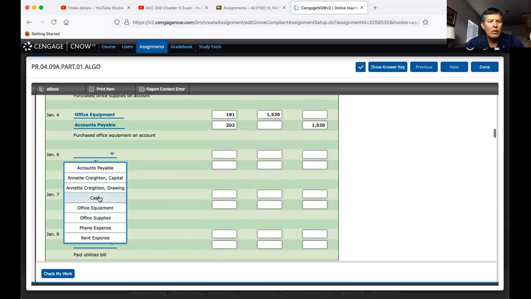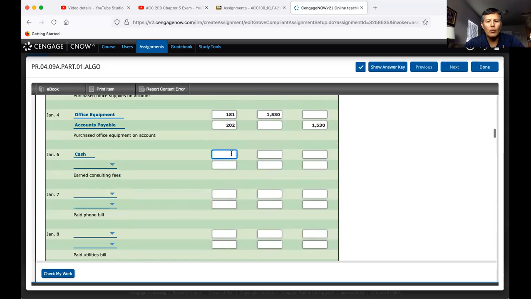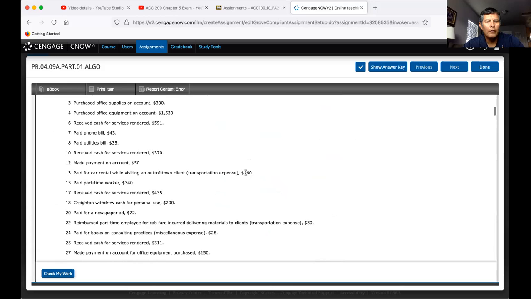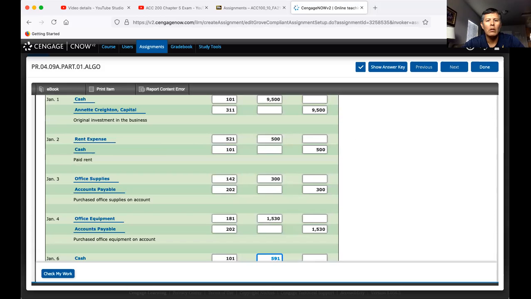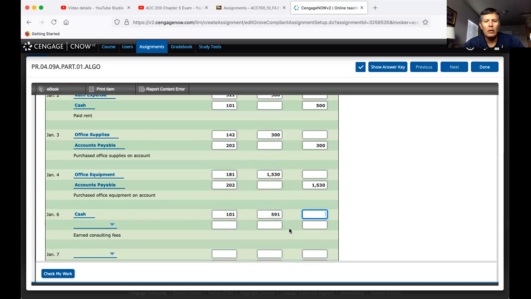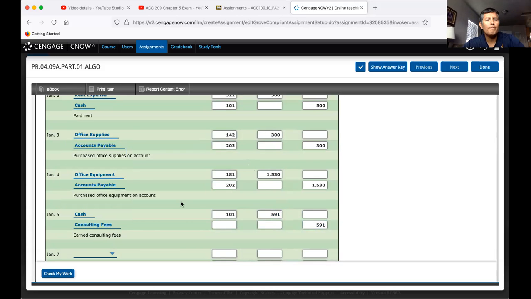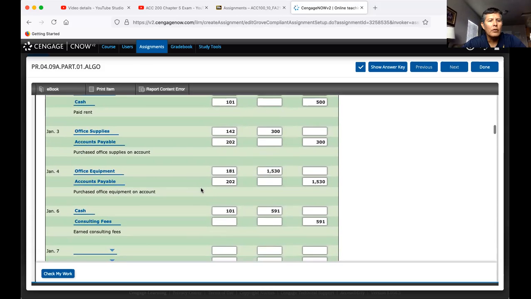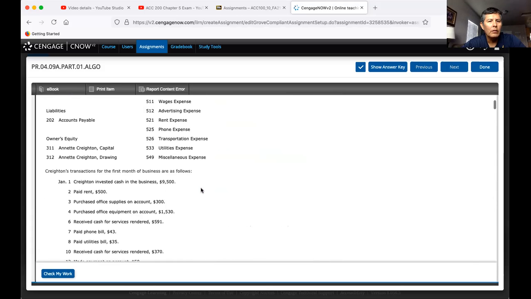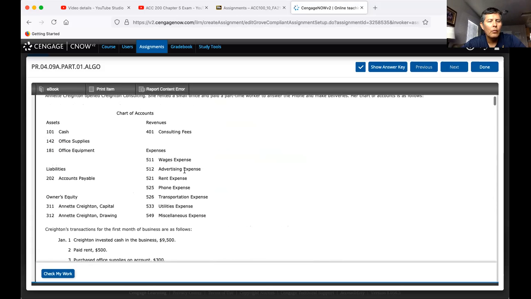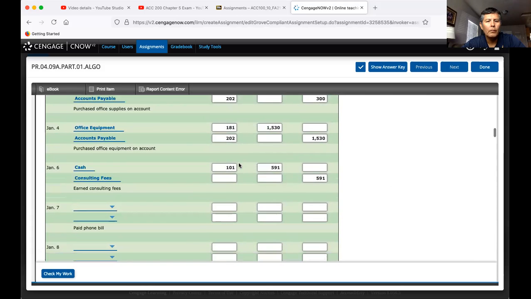So this will be cash increased. Remember, cash is 101. I can't remember the amount now. 591. Okay. I know it's going to be 591 over here, so I'll just put it in there. So this will be consulting fees. Okay, our consulting fee account number is 401. Okay, that's done.